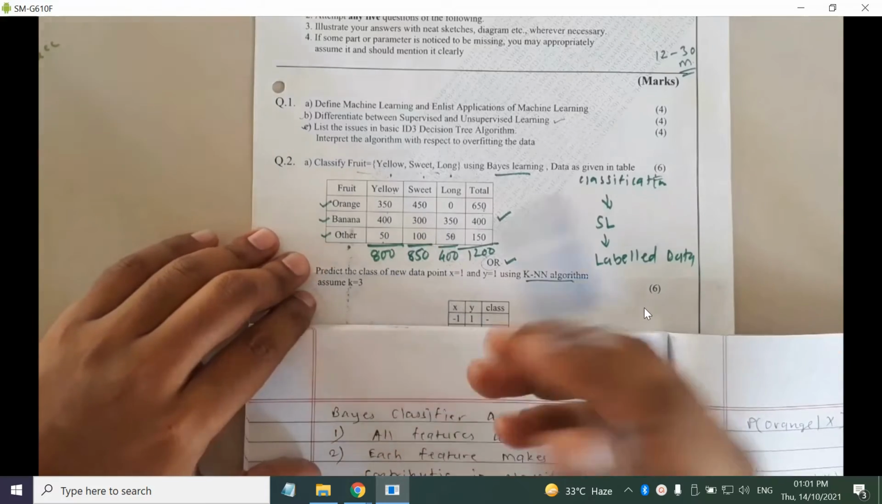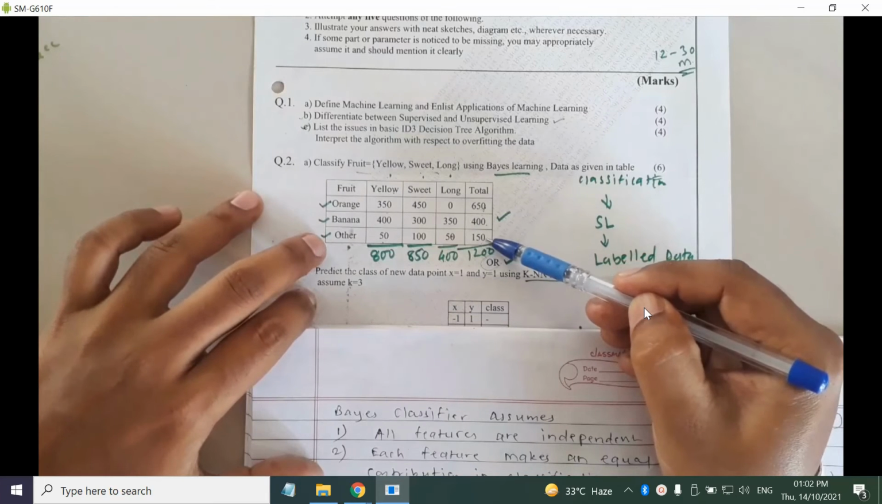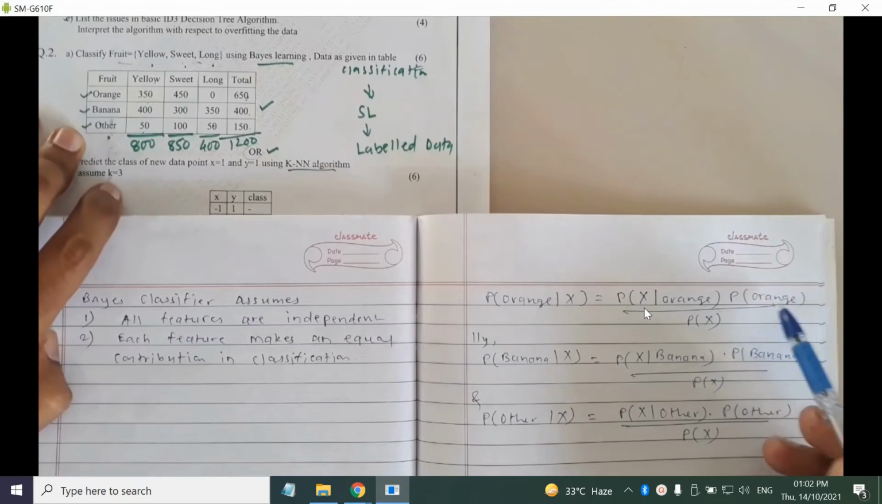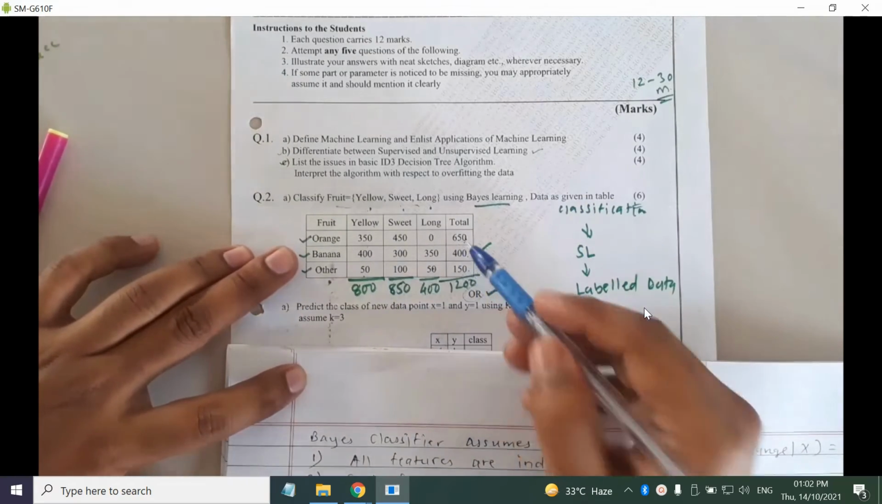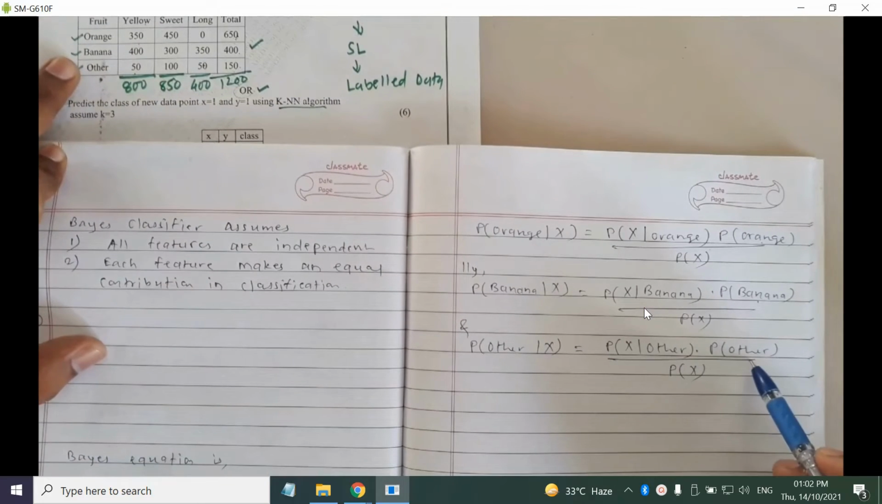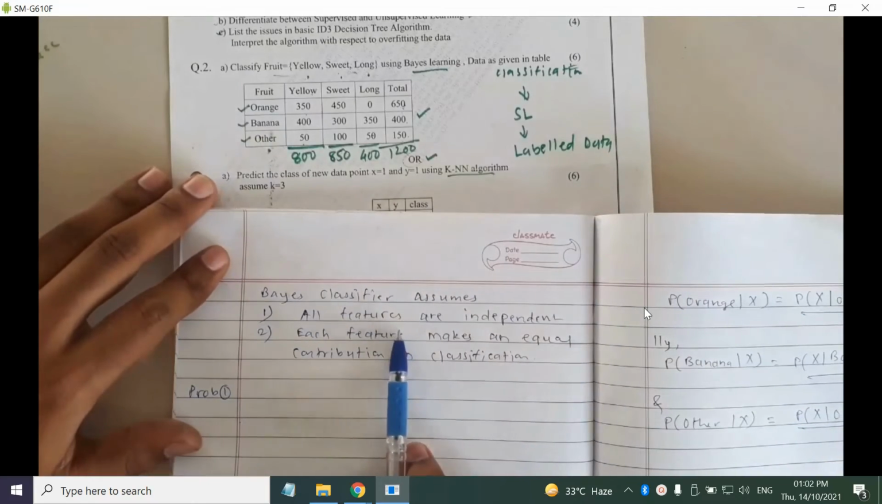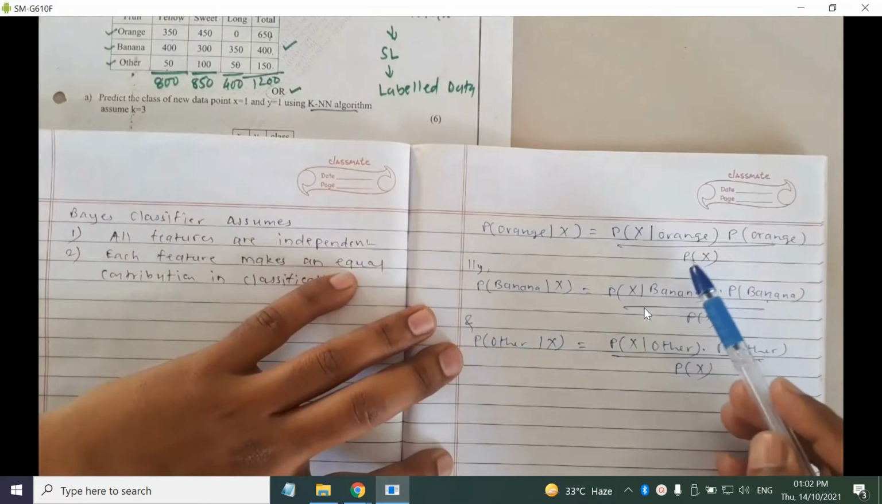We know how many total fruits are given. 650 oranges are given, 400 bananas, 150 other. So total is 1200. So I can find out the probability of orange. Out of 1200 fruits, सभी फ्रूट में से ऑरेंजेस कितने हैं? 650. So I can find out the probability of orange, the probability of banana, and the probability of other. Then I can find out this also based on this assumption. We'll see how. And is it necessary to calculate probability of x?